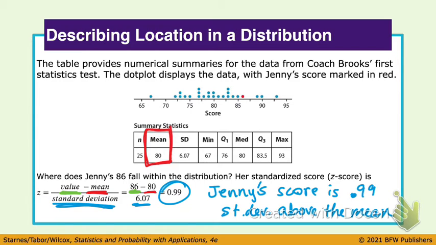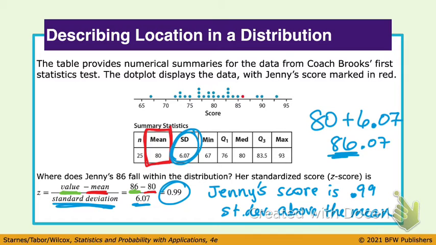So again, if I look here, my mean was 80, and if I added a standard deviation of about 6, then I would get an 86, which is exactly what Jenny scored. And so the only reason that this is 0.99 of a standard deviation is because the actual standard deviation was 6.07. And so when I actually add a full standard deviation, then that would mean she would have to get an 86.07, okay, which we know she can't get. So that's why the z-score is 0.99 instead of the full 1.